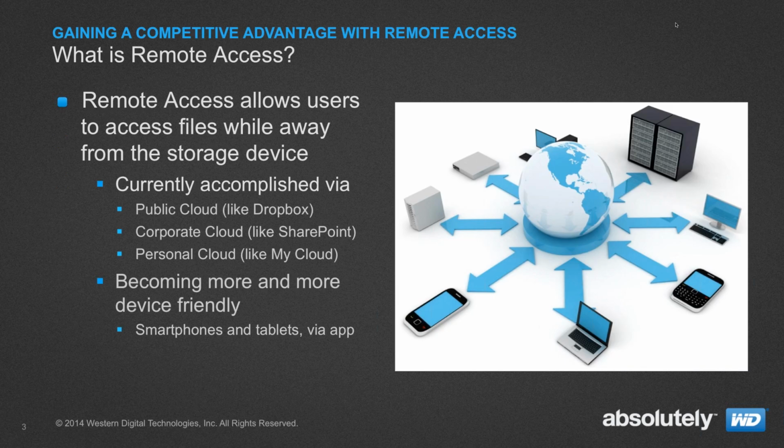But of course, before we start, let's talk about what is remote access. There's a lot of different ways to remotely access your files, and remote access is really just the idea of storing it in one place and accessing it while you're in another place. And as I said, there's options such as public cloud. The example we've given there is Dropbox. There's corporate clouds, and here at WD we use SharePoint. But then we're also going to talk a bit about personal clouds, and then you'll be able to understand some of the benefits there.